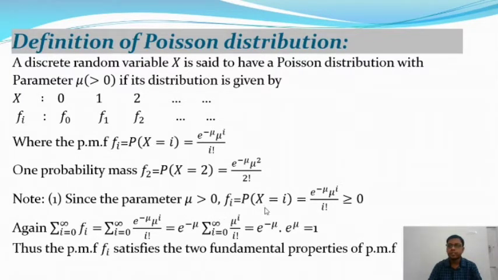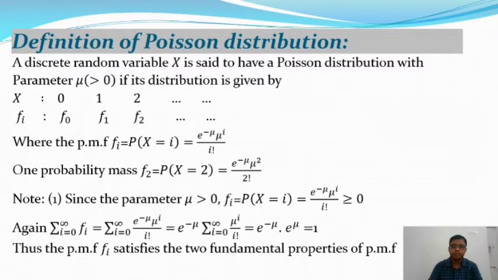Okay, so these are the fundamental properties of the probability mass function: all f_i greater than or equal to 0, and summation over i equal to 0 to infinity f_i is equal to 1. So the Poisson distribution satisfies both the fundamental properties of the distribution function, f_i greater than or equal to 0, as well as summation over i equal to 0 to infinity f_i equal to 1.